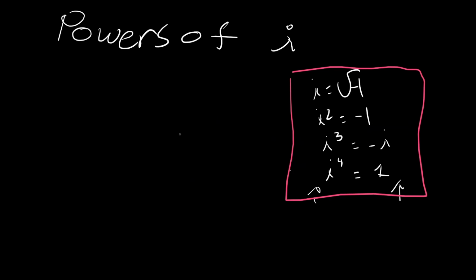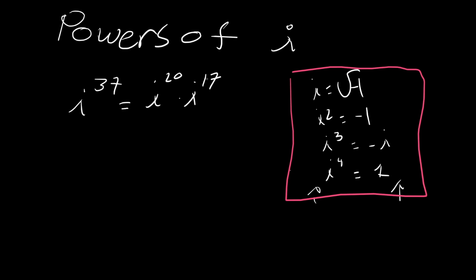Let's try another, maybe bigger and scarier. Let's try i to the power of 37. What is that going to equal? Well, once again, I've got to think of multiples of 4. Maybe I know that there's a 20, right? 20 is pretty easy. So I'll do i to the 20 times i to the 17.